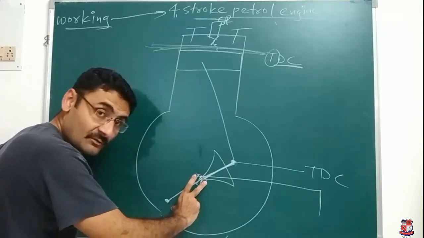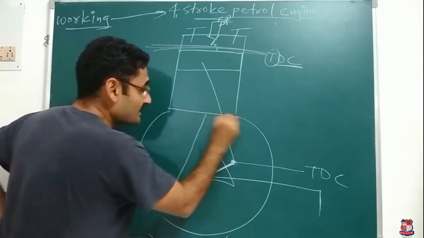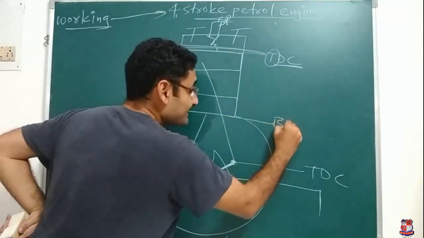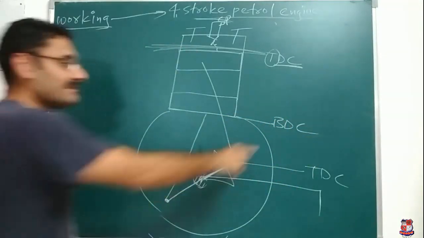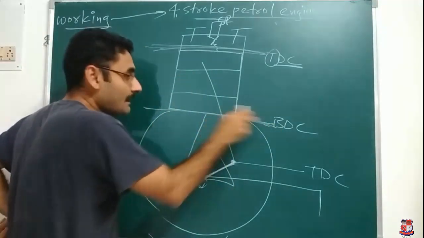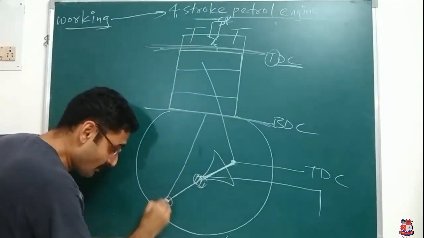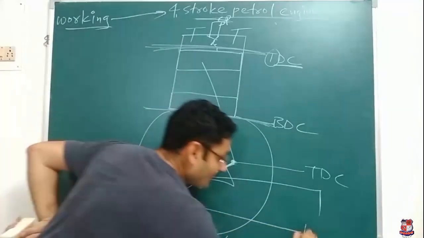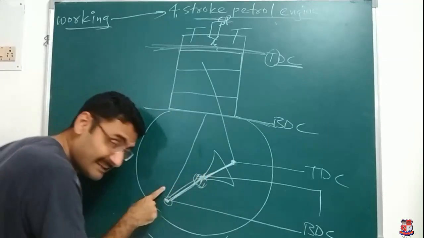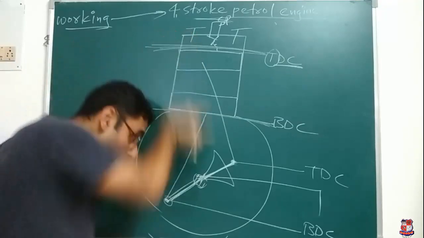Now at that position, your connecting rod will be over here, and similarly the piston is connected with the connecting rod, so the piston will be over here. That position of the piston is known as BDC, bottom dead center. Below that dead center, the piston cannot travel. Correspondingly, the position of the crank is also known as BDC. BDC is the position of the crank on which your piston is at its most bottommost position.